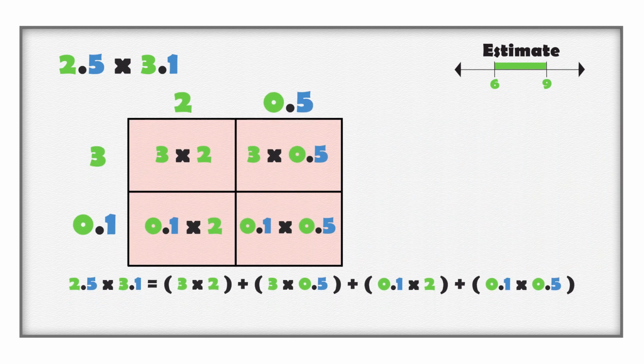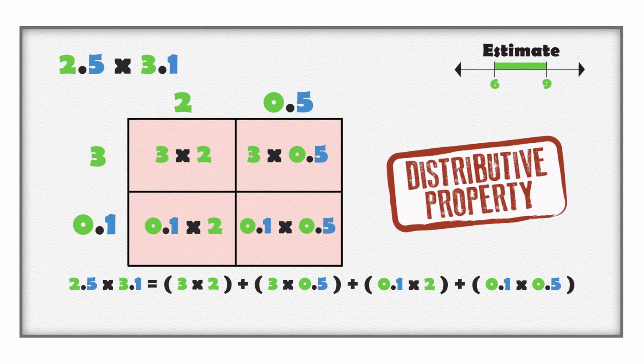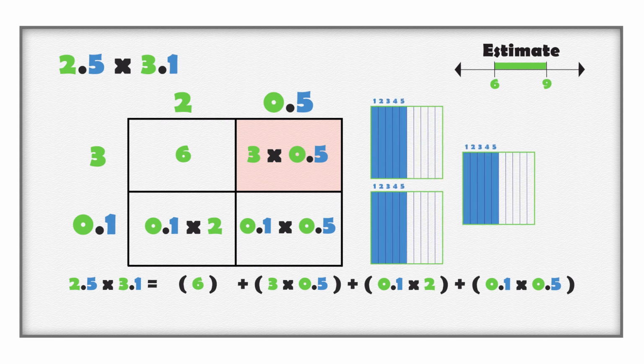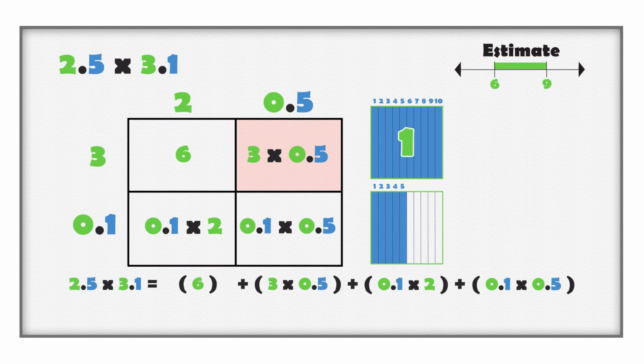Multiplying in parts and adding the parts together is called the distributive property. The partial products can be calculated in any order. We can start with the whole numbers. 3 multiplied with 2 is 6. 3 multiplied with 5/10 means 3 groups of 5/10, or 15/10. 15/10 is the same as 1 whole and 5/10. 3 multiplied with 5/10 is equal to 1 5/10.